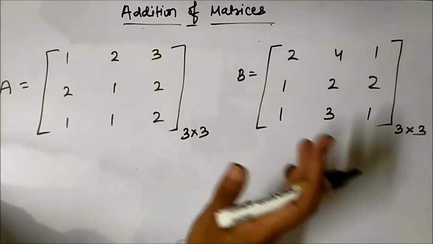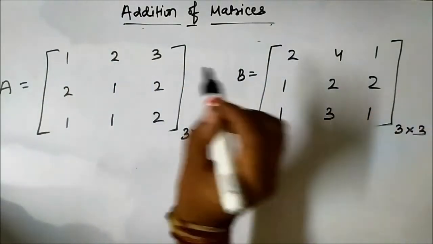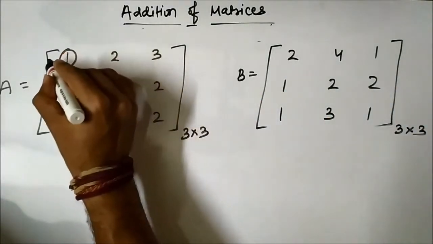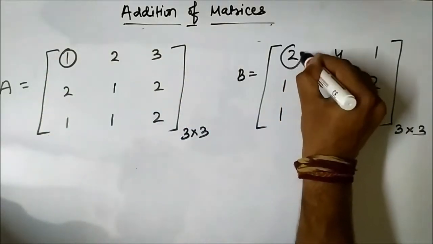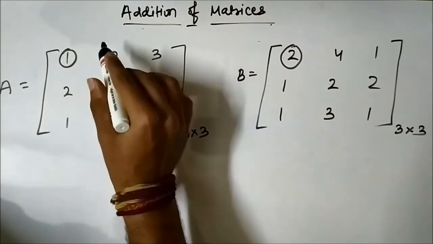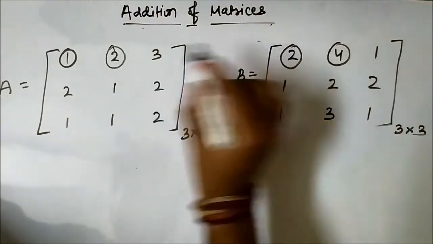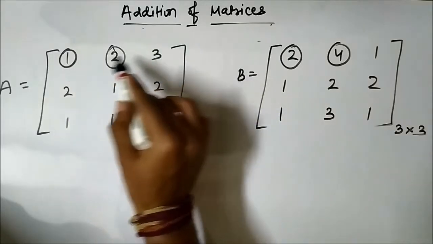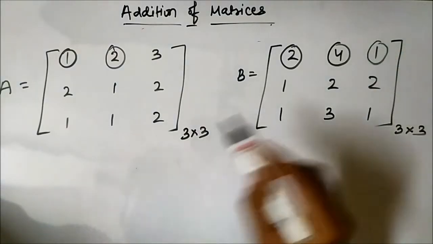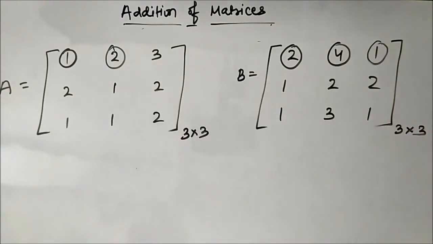So for them to be added, the respective elements which are present at the respective positions have to be added together. Here this 1 which is present at the intersection of the first row and first column is added with 2. This 2 in matrix A which is present at the intersection of the first row and second column gets added with 4. Okay, this 2 with 4. This 3 which is present at the intersection of the first row and the third column will be added with 1, which is also present at the intersection of the first row and third column in matrix B. So like that it will happen.